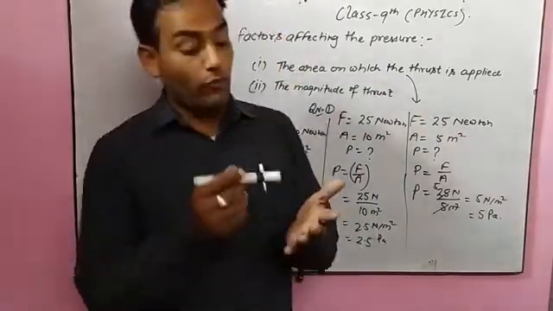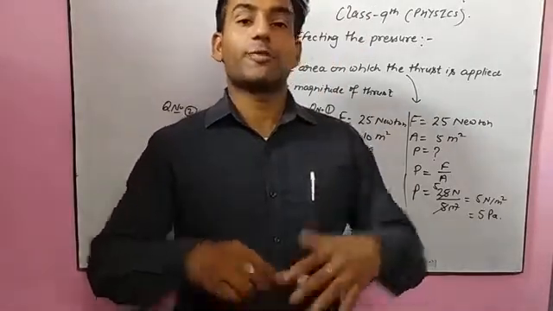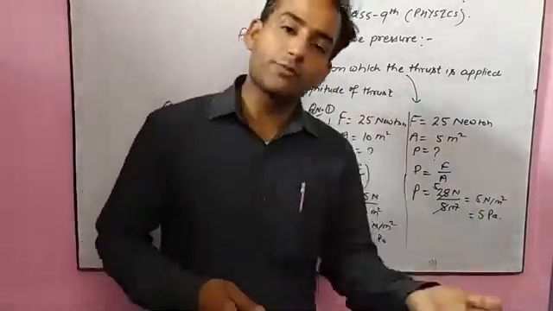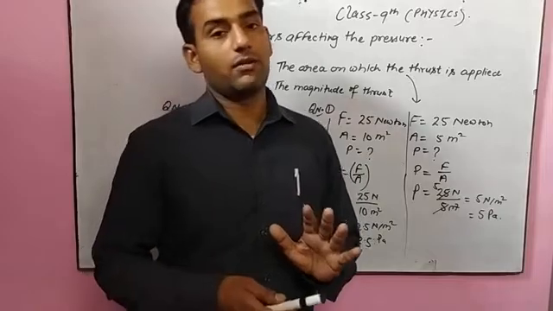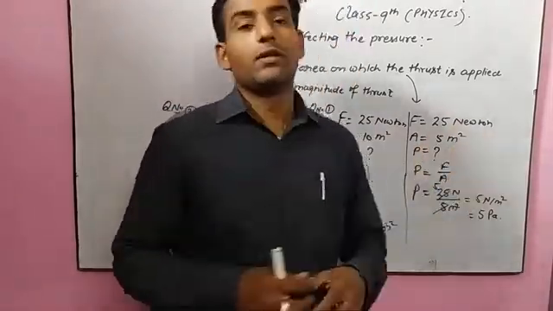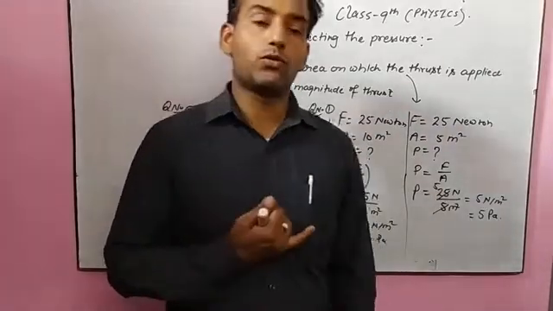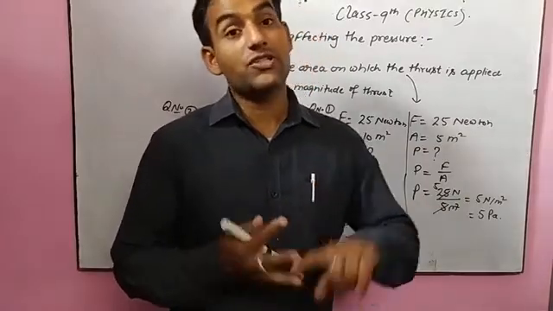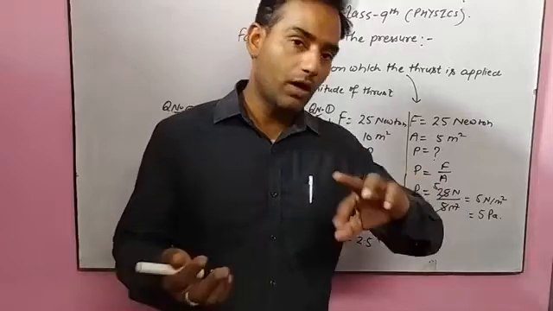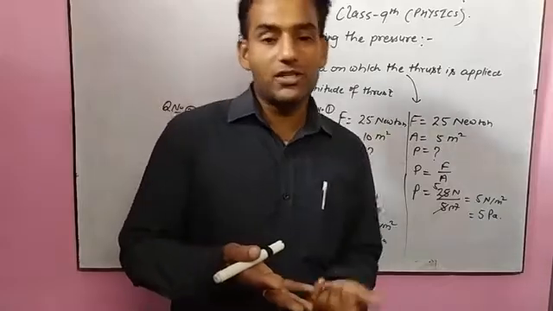Listen carefully. When area is more, the pressure is less. When area is less, pressure is more. But when thrust is more, pressure is more; thrust is less, pressure is less. So we can say area is inversely proportional to the pressure, but thrust is directly proportional to the pressure. Area is less, pressure is more. Opposite is there. But if thrust is more, pressure is more. Thrust is less, pressure is less.